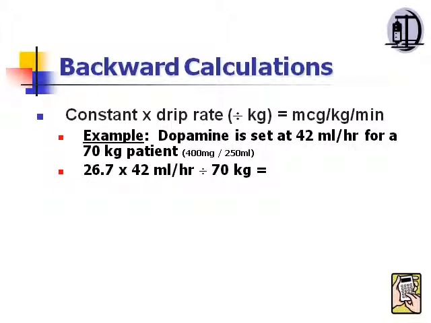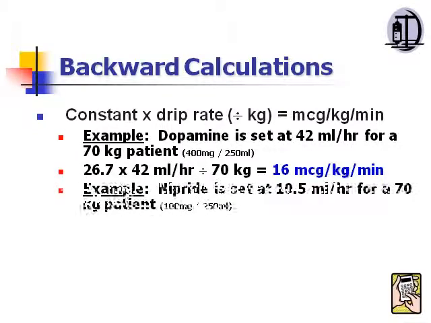So you're going to take your constant, 26.7, multiply it by 42, which is what the pump is set at, and then you're going to divide by the patient's weight of 70 kilograms. So what do you get? Put it in your calculator all in one shot, 26.7 times 42 divided by 70, and you get 16 mics per kilo per minute. So that's what you would document in your chart, that the patient is on dopamine at 16 mics per kilo per minute, which is equivalent to 42 mLs per hour.